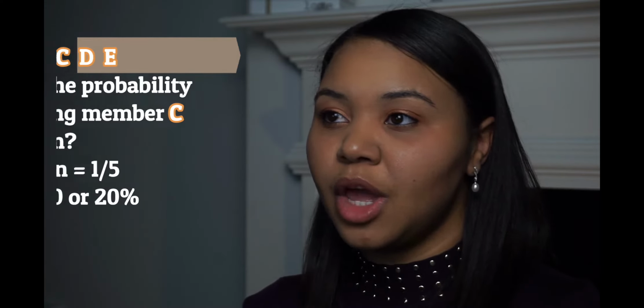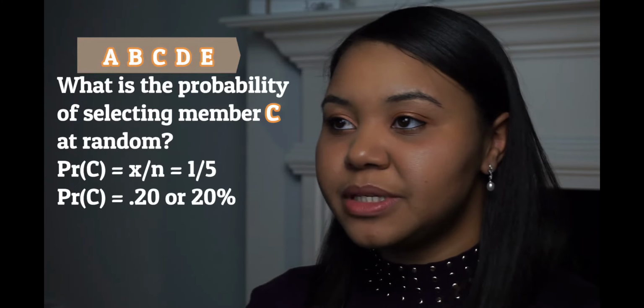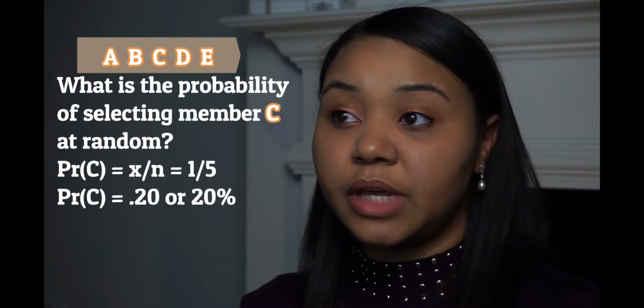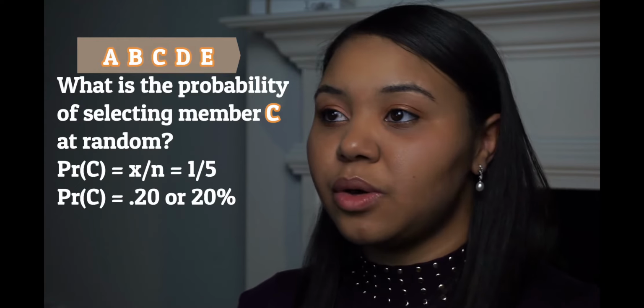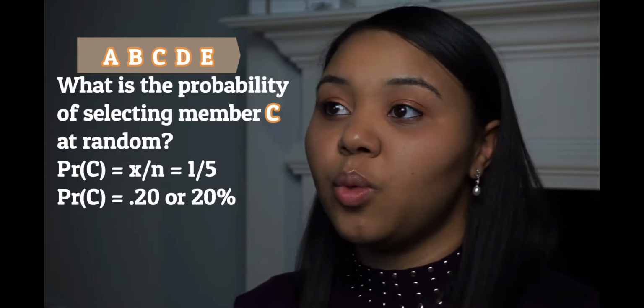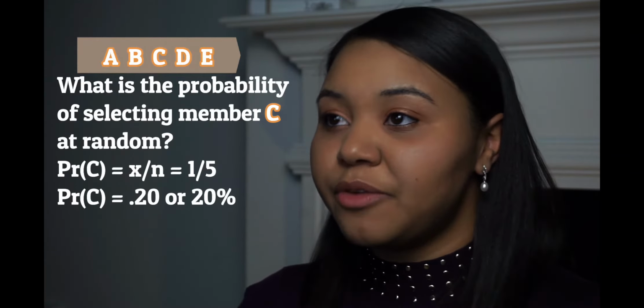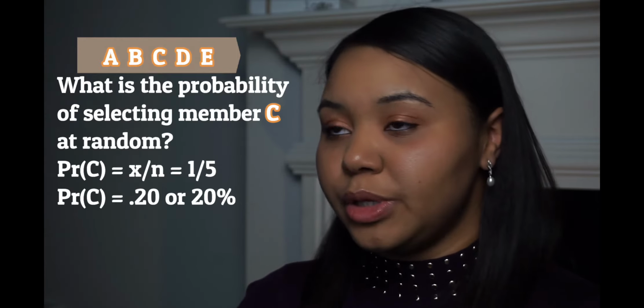For example, suppose a population has 5 members identified with the letters A through E. What is the probability of selecting member C at random? The result is X, which is the characteristic of interest, divided by N, the total number of possible outcomes. Therefore, X equals 1 because there's only one C, and N equals 5 because there are 5 members in the list. So the result is 1 over 5, or 0.2 or 20%. In this example, all 5 members have the same probability of being selected at random.